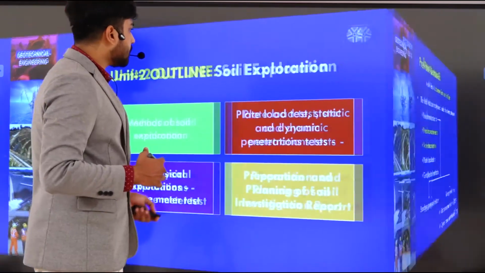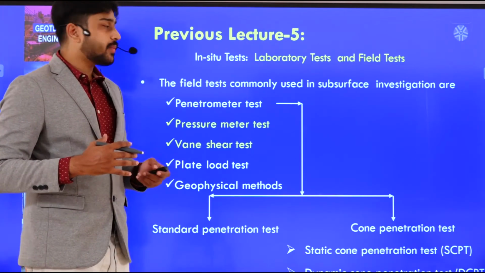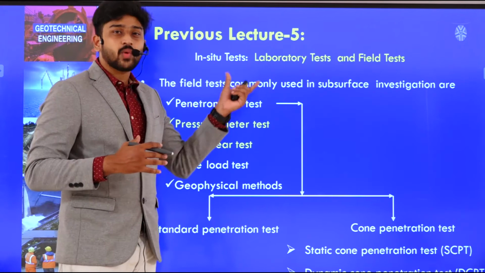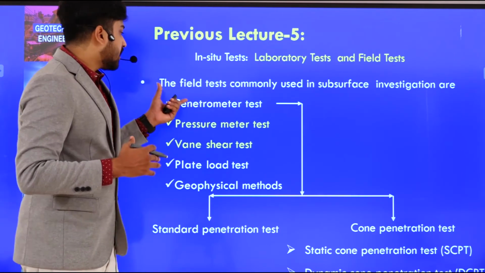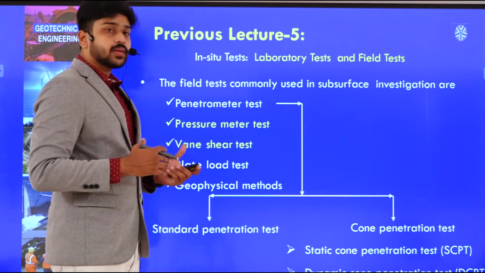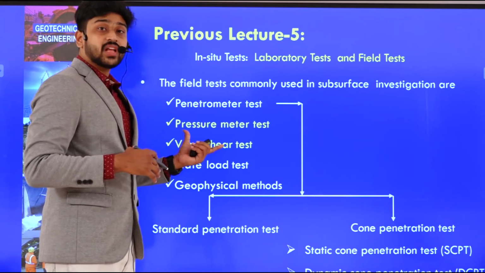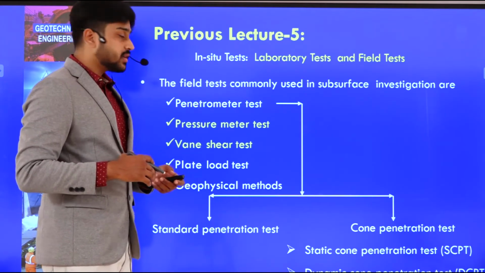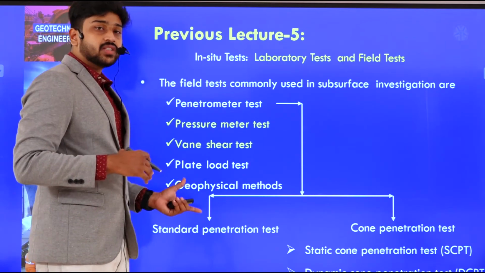In the previous lecture, we looked at the in situ tests; we have both laboratory as well as field tests. If you look at the field tests, we have discussed the penetrometer test as well as the plate load test, and in the previous class we discussed the pressure meter test as well as the vane shear test. Today we will be understanding the geophysical methods.